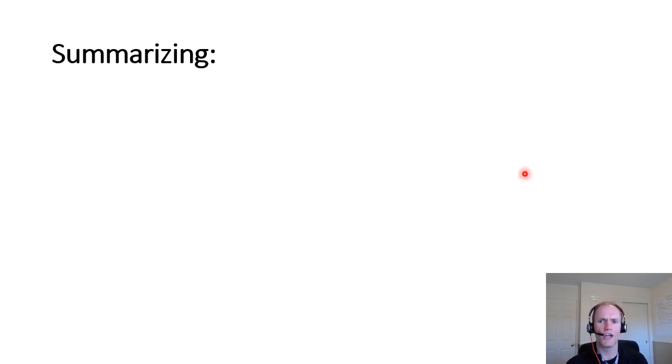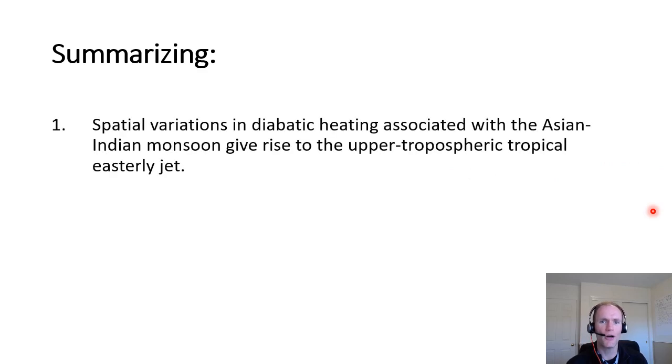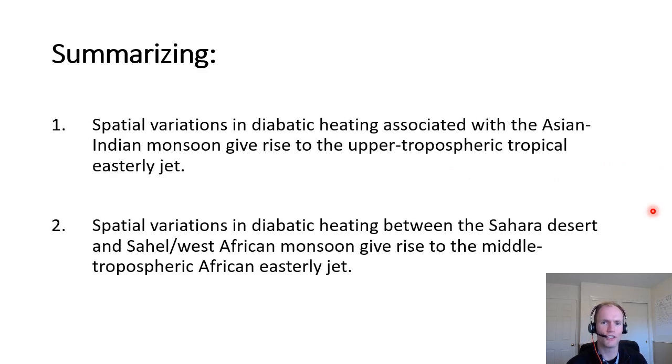And so summarizing all of this, we've talked about how diabatic heating drives the circulations of the tropics. And the tropical easterly jet and the African easterly jet are no exception. Spatial variations in diabatic heating associated with the monsoon over India and the Tibetan Plateau, where our heating is maximized, give rise to the upper tropospheric tropical easterly jet. Greater thickness over the Tibetan Plateau in India, subtropical anticyclone, and the easterly flow on its south side is what we characterize as the tropical easterly jet.